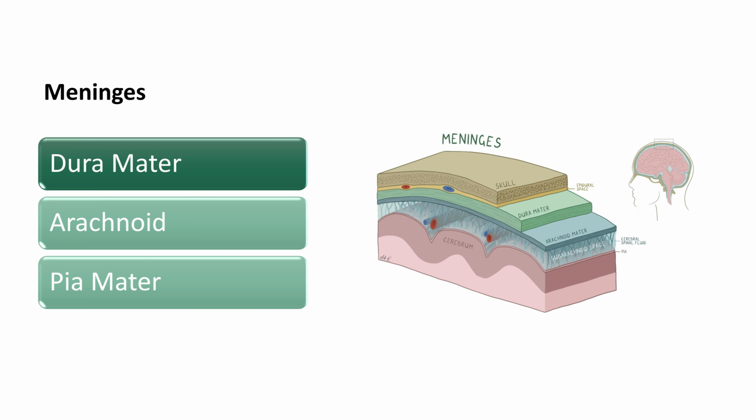Your arachnoid is going to be your middle layer, and then your pia mater is going to be your inner layer. This is considered the subarachnoid space, right in between the two of them, your arachnoid and your pia mater, and that's going to be filled with CSF, or your cerebrospinal fluid.